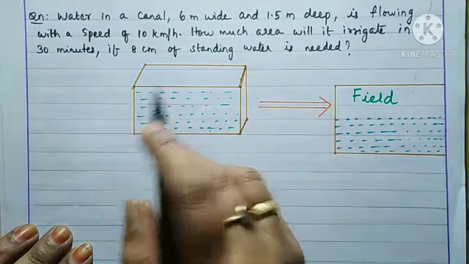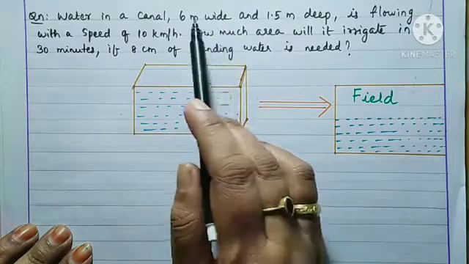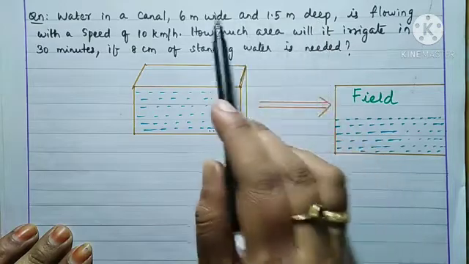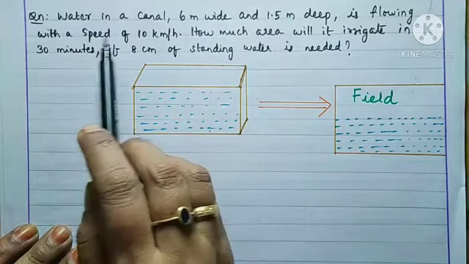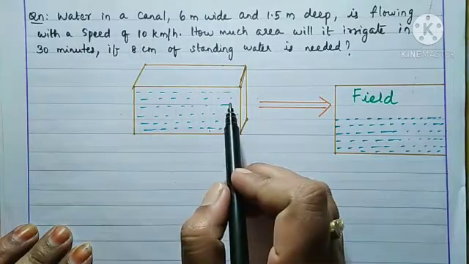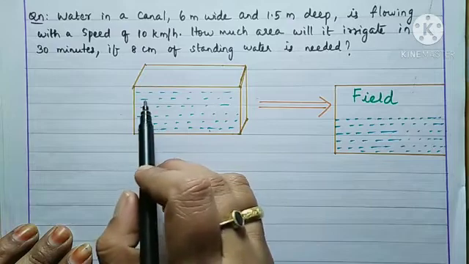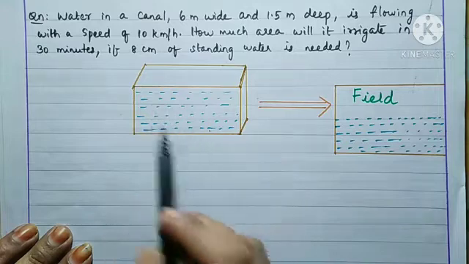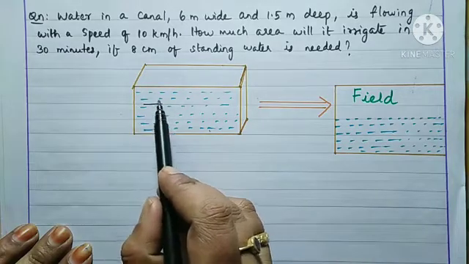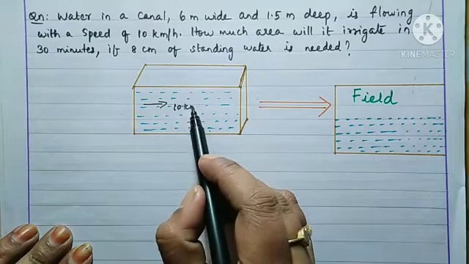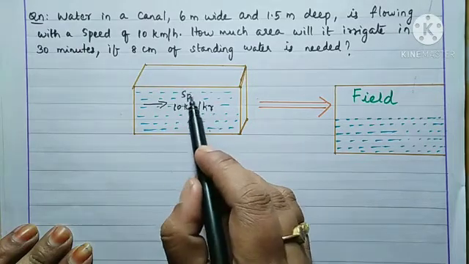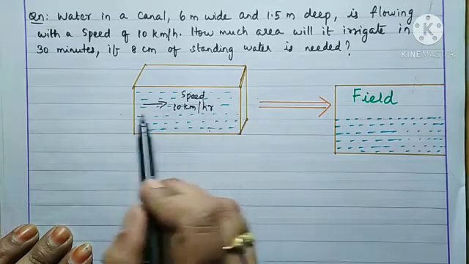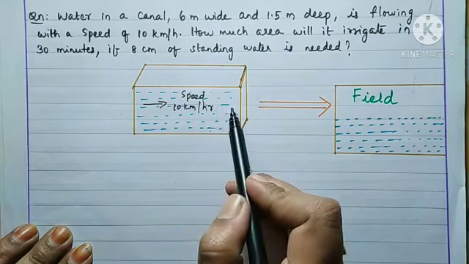Okay. And for the canal, what are the dimensions given? Width is given, depth is given. Okay. So width given, depth given, and also the speed of water inside the canal is given. So the speed of the water in a canal, 10 kilometers per hour is the speed of the water, then how far it goes through the canal, that distance is taken.